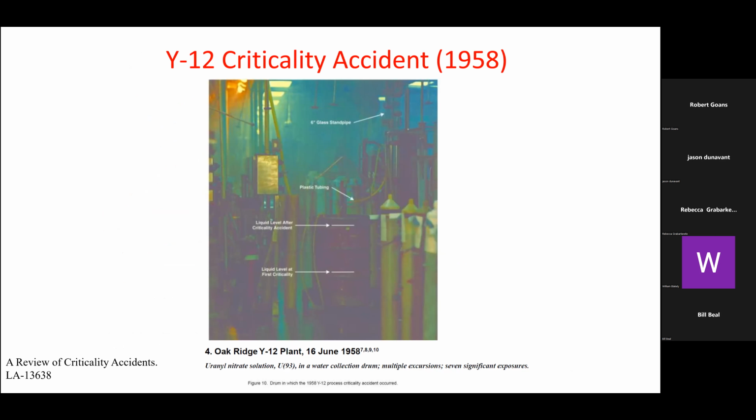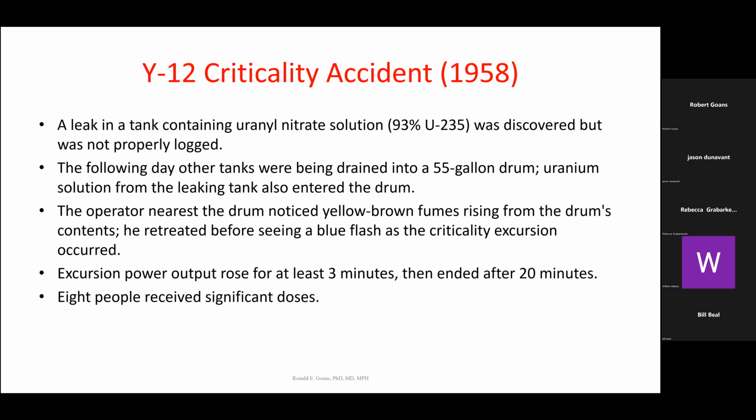Basically what was happening, there was a leak in a container that contained 93% uranium-235. It was discovered but not logged. The following day, other tanks were being drained into a 55-gallon drum. And like in all of these criticality accidents, you have a critical mass that's formed either from liquids or from a solid situation.